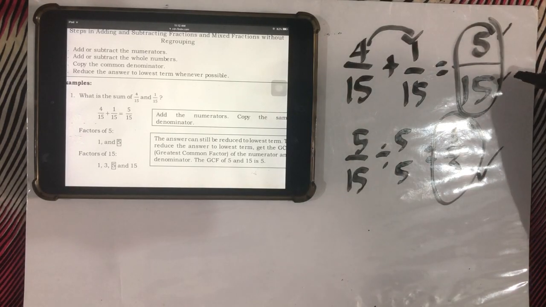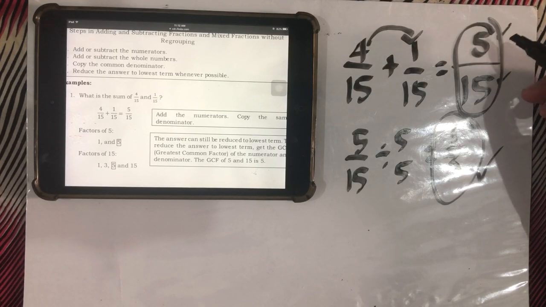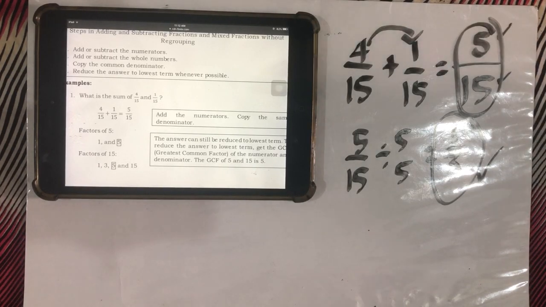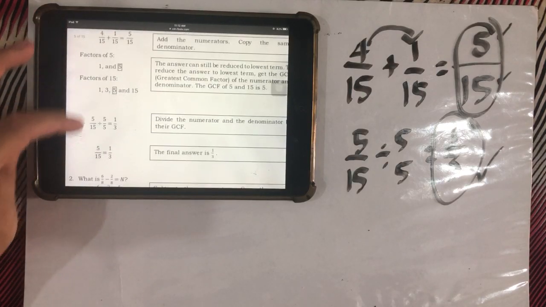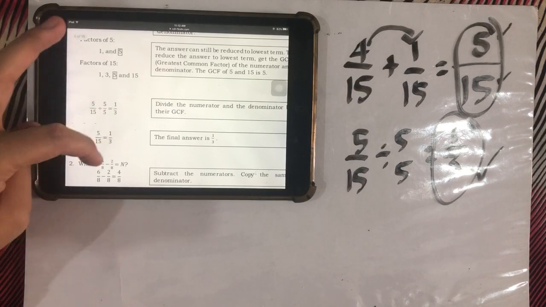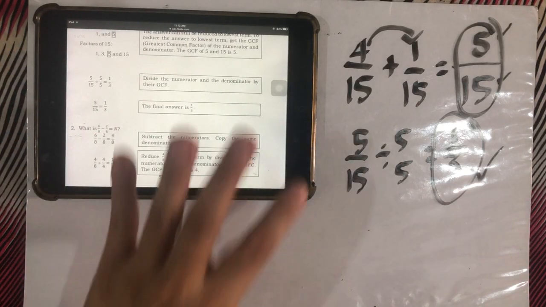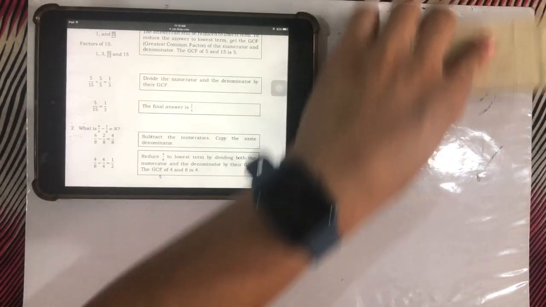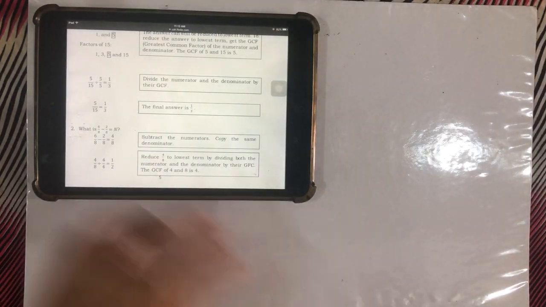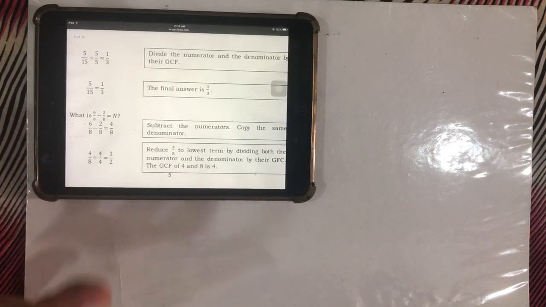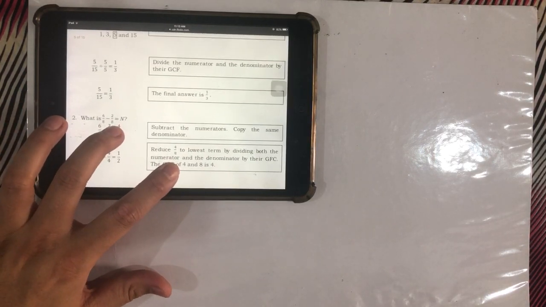So, kung 5/15 ang sagot mo, you have to look for the GCF of those factors, of those numbers, yung factor ng 5, hanapin mo, factor ng 15, hanapin mo, and then you just have to simplify your answer or reduce the answer to lowest term. Okay? So, ganyan yung naging nangyari. Now, madali lang yan, remember, kapag the same ang kanilang denominator. So, next example is subtraction na. Okay? We will have the same process.